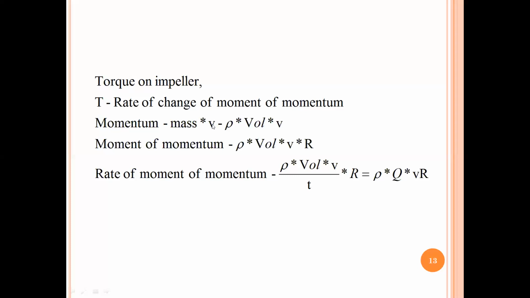Momentum is mass into velocity, that is rho volume into V. Moment of momentum is rho volume into V into R, where R gives the perpendicular distance. Now for rate of change of momentum, I divide this term by t. When I divide by t, volume by time is nothing but your discharge, so I get rho Q V into R. Remember, this part is not required for your derivation; you can directly write it, this is just to understand how we define torque. Remember, the torque concept comes into the picture whenever I'm using a radially curved vane.